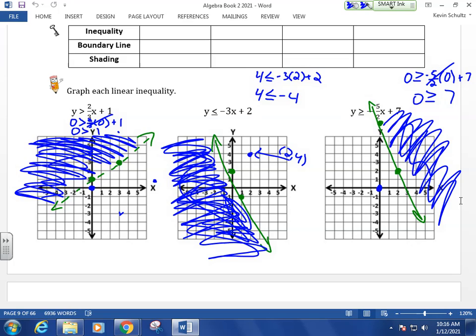Questions, comments, concerns, complaints, compliments, congratulations, or criticisms on this? Peter? What are we going to do with that table? Well, we're going to fill it out tomorrow.